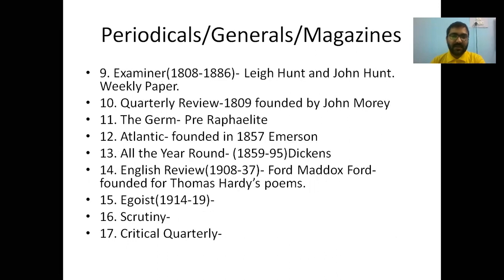Examiner, 1800 and 1808 to 1886, Leigh Hunt and John Hunt. These were two brothers who started this periodical, and it was a weekly paper. Quarterly Review, 1809, founded by John Murray. Next is the Germ. Pre-Raphaelites used to write in this magazine. Atlantic, founded in 1857 by Emerson, American writer. All the Year Round, 1859 to 95, Charles Dickens used to write in this.